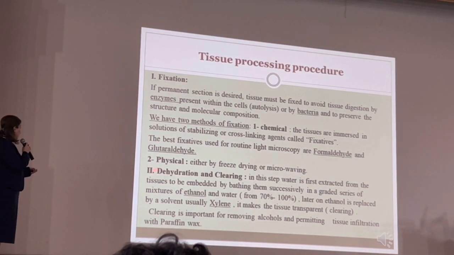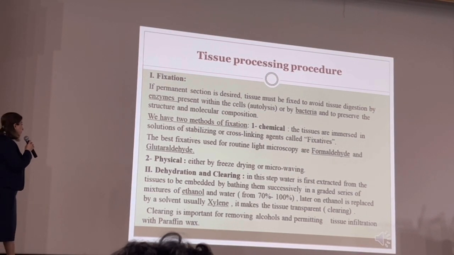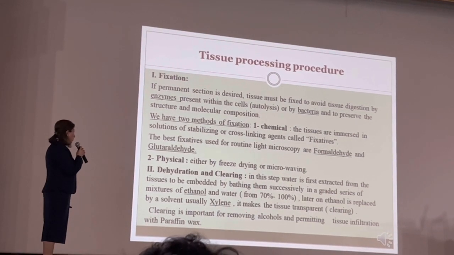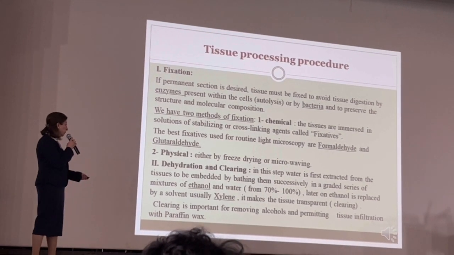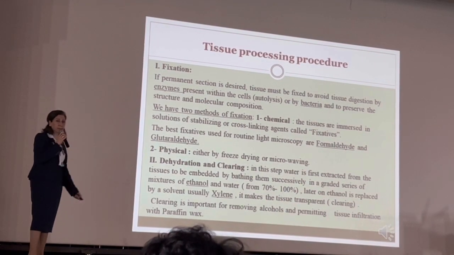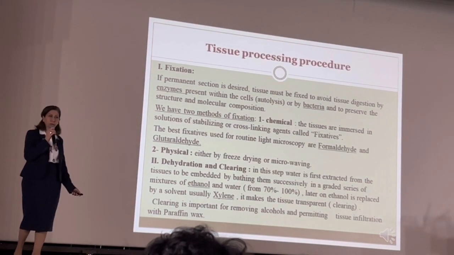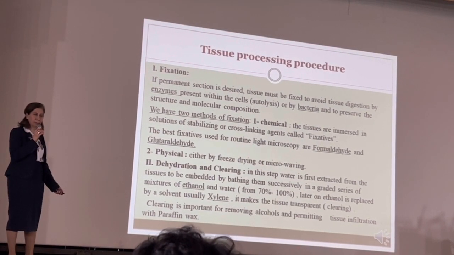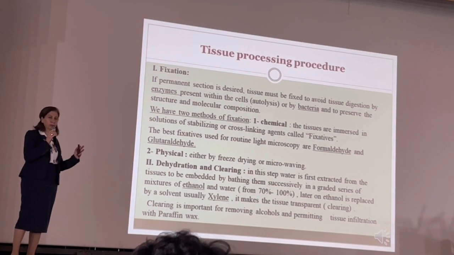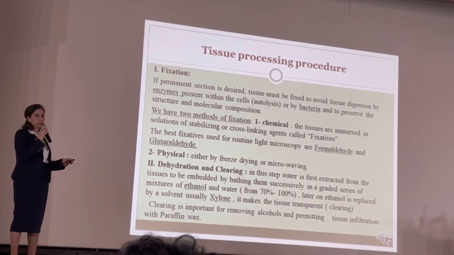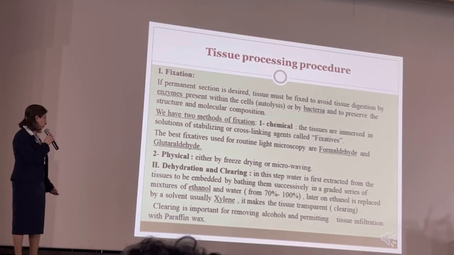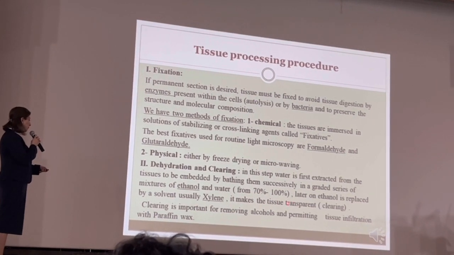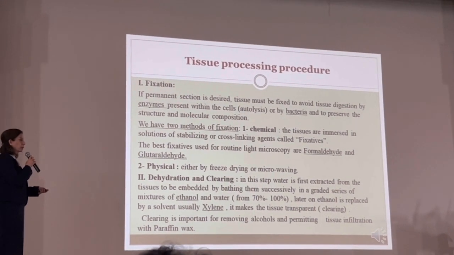Regarding the second step, it is the dehydration and clearing. In this step, water is first extracted from the tissues to be embedded by bathing them successively in a graded series of mixtures of ethanol and water from 70 to 100%. Absolute alcohol, or absolute ethanol, is almost alcohol without a percentage of water with it. Nowadays they are using 70% to 90%. Later on, ethanol is replaced by a solvent, which is xylene. It makes the tissue transparent, so it is responsible for the process of clearing.